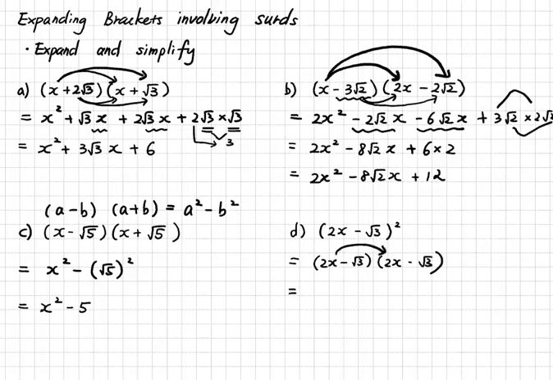So therefore, you have 2x times 2x, 4x squared, minus 2 root 3 x, and you have minus 2 root 3 x again, and you have negative root 3 times negative root 3. Negative negative becomes positive. Root 3 times root 3 is 3. So therefore, the final answer is 4x squared minus 4 root 3 x plus 3.